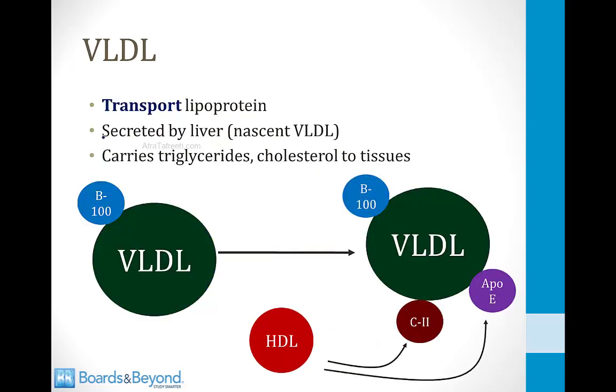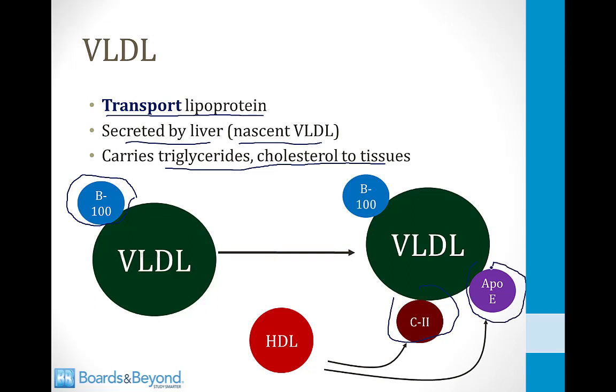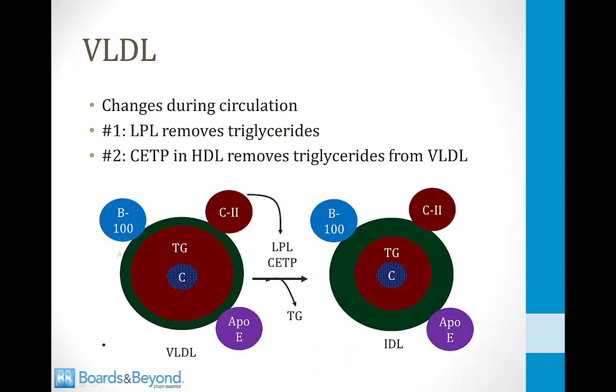In contrast to HDL, which is a scavenger lipoprotein, VLDL is a transport lipoprotein. Its job is to carry triglycerides and cholesterol to tissues that need them. It's secreted by the liver as nascent VLDL particles that contain only apolipoprotein B100 on their surface. Then these particles will pick up from HDL, C2, and ApoE, just like chylomicrons picked up these two particles from HDL. When VLDL is secreted from the liver, it contains lots of triglycerides.